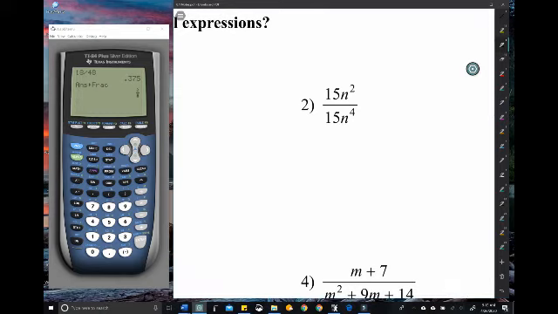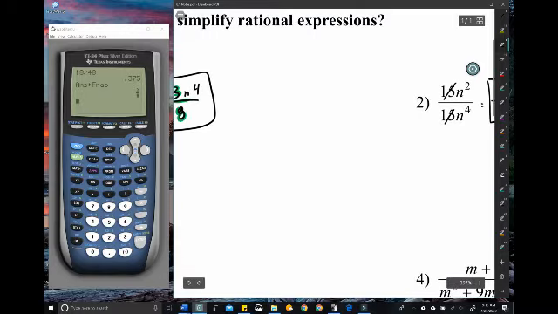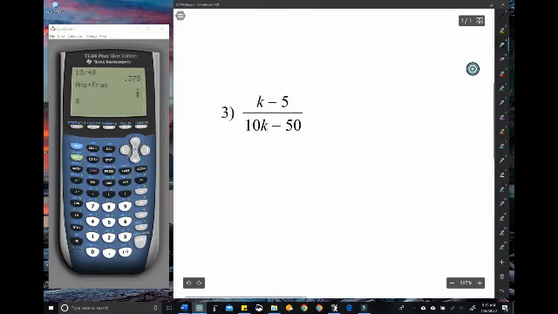Something like number 2, so 15 and 15, they're just going to simplify to 1. Now, just remember, 2 minus 4 means we have an n squared in the denominator. So 1 over n squared is how you simplify that one. So that should be mainly review from those there. The newer stuff are problems 3 and so forth.